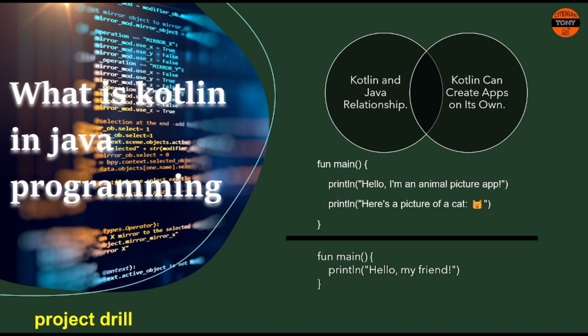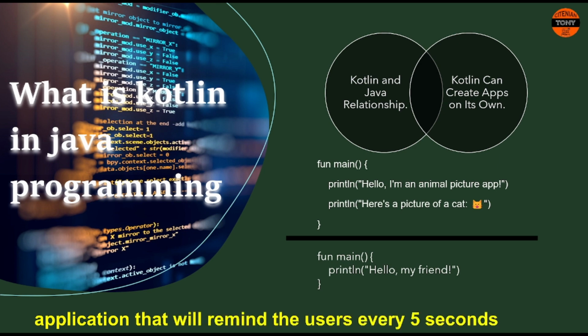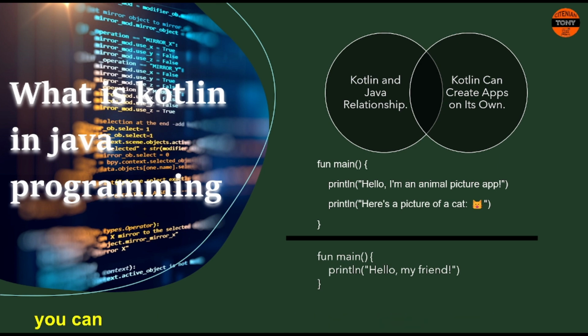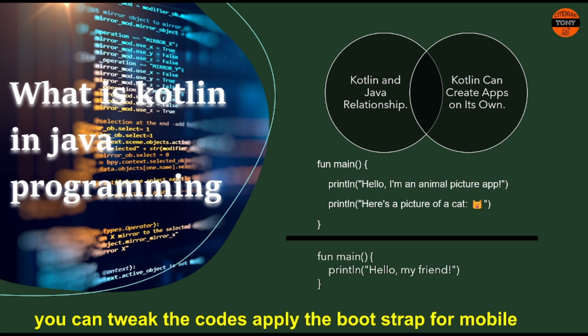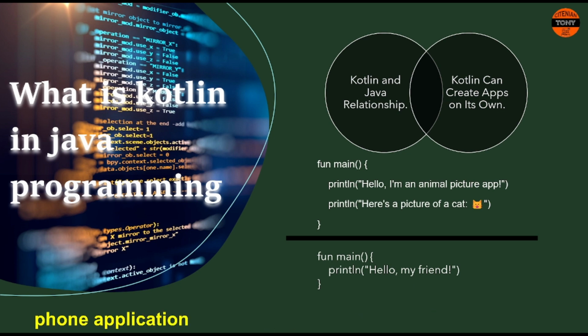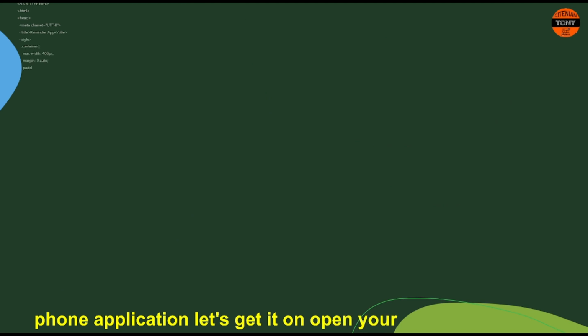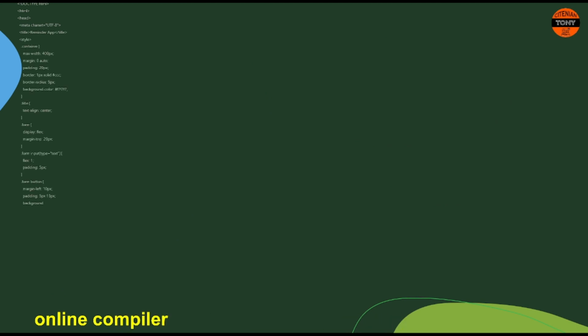Project drill, micro project 2 to 3. Let's have a React.js application that will remind the users every 5 seconds. Later, you can tweak the code, apply Bootstrap for a mobile phone application. Let's get it on. Open your jseditor.io online compiler.